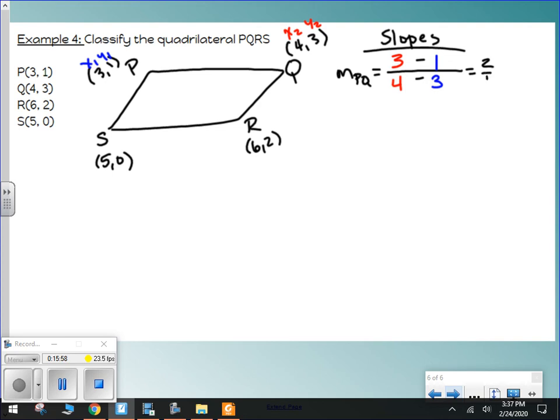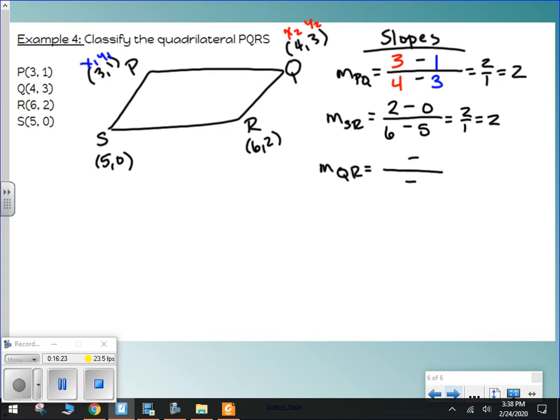And I'm following the same formula. So I'm going to have 2 minus 0 over 6 minus 5. I get 2 over 1, or 2. Then I do the slope of QR. 2 minus 3, 6 minus 4. When I find that slope, that's negative 1/2. And the slope of PS is 0 minus 1 over 5 minus 3, giving me negative 1/2.